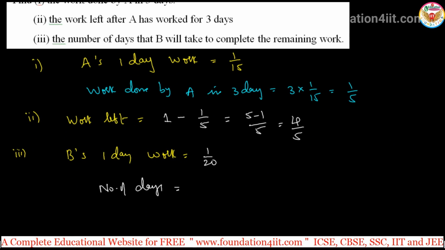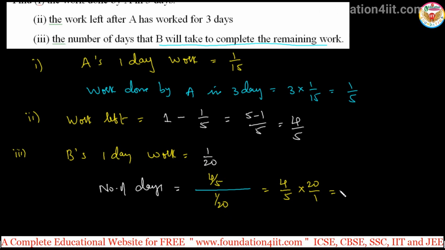They're asking the number of days that B will take to complete the remaining work, so the remaining work should be written first, in the numerator. The remaining work is 4 by 5, divided by B's 1 day capacity, which is 1 by 20. So 4 by 5 into the reciprocal, 20 by 1. You can simplify this: 5 ones are 5, 4 fours are 16. So the remaining work can be done by B in 16 days.